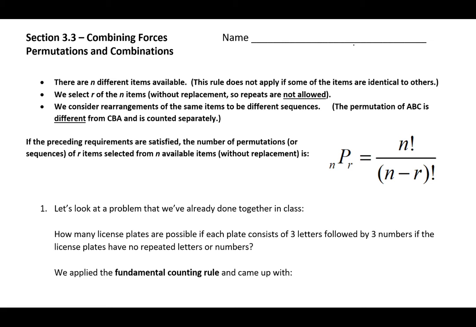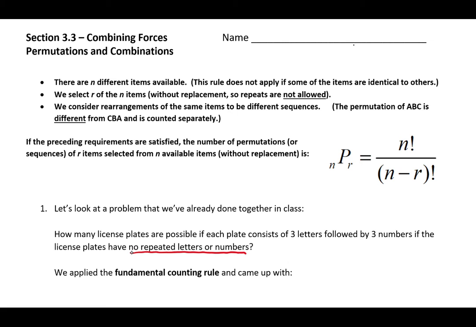So let's look at a problem that we've already done using the fundamental counting principle, or the fundamental counting rule. How many license plates are possible if each plate consists of 3 letters followed by 3 numbers, if license plates have no repeated letters or numbers? So that's important.